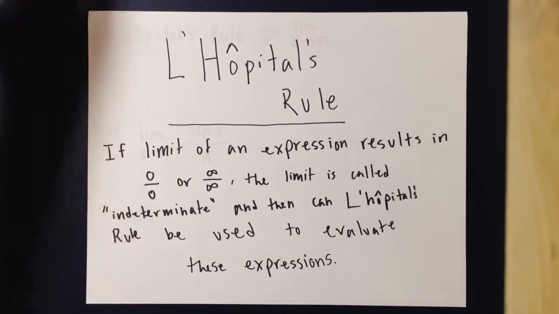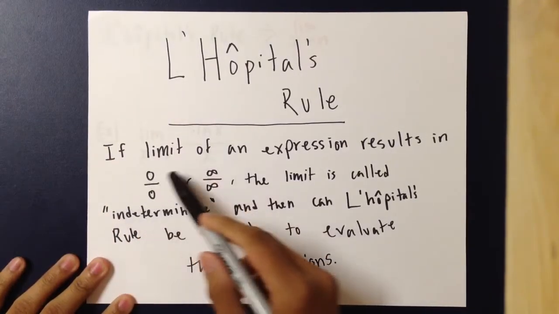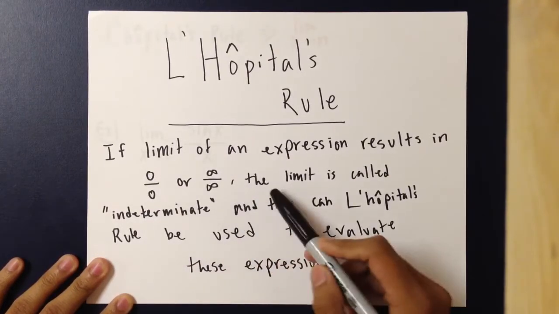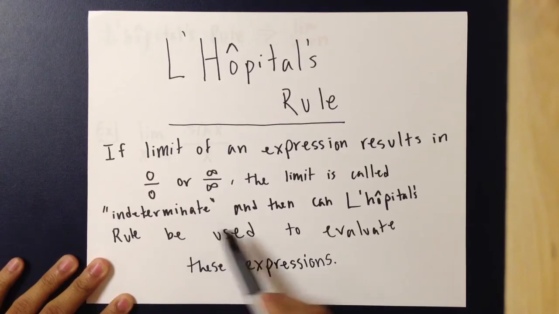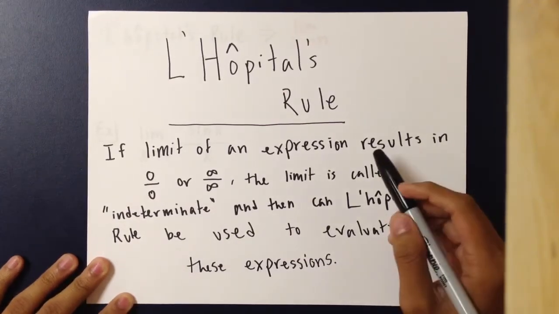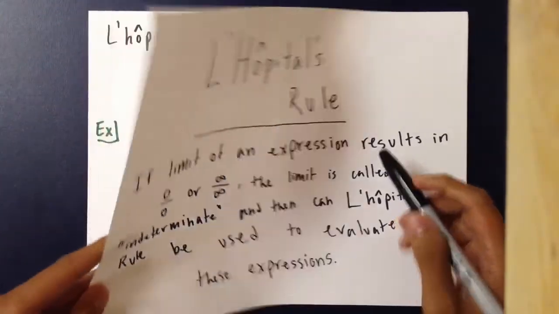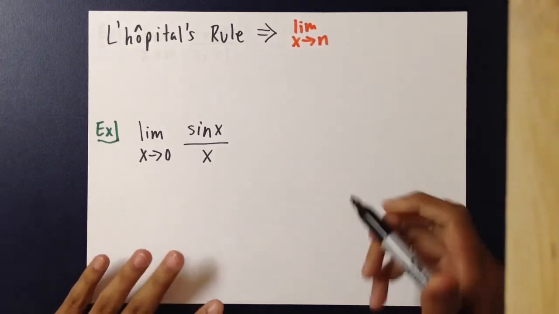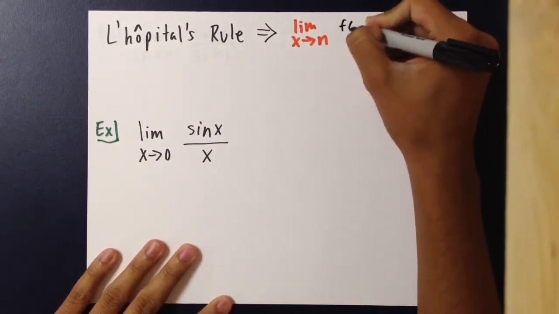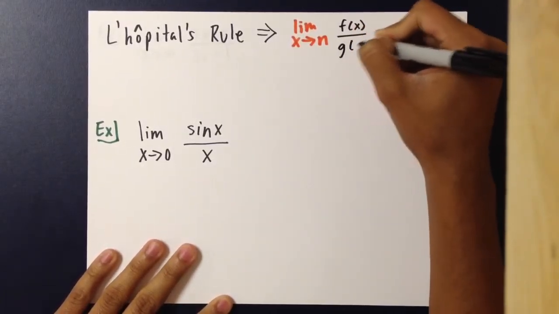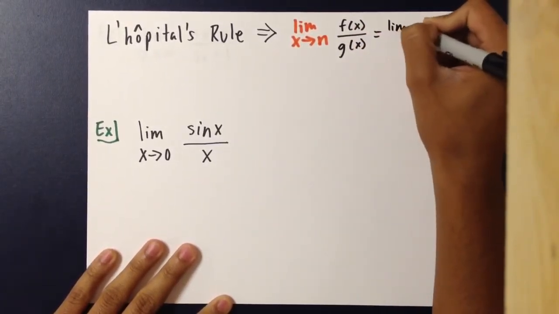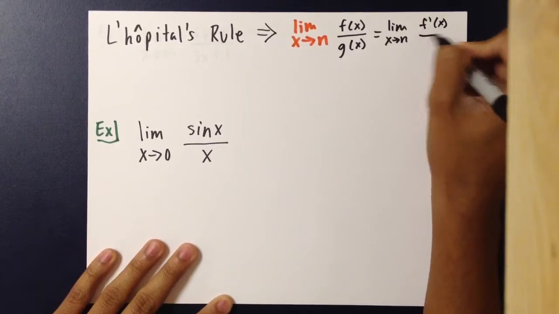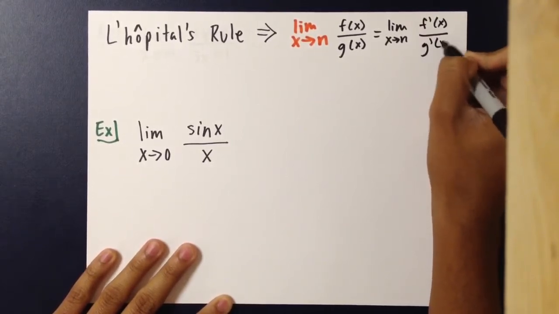Now, L'Hopital's rule states that if the limit of an expression results in 0 over 0 or infinity over infinity, the limit is called indeterminate. And then L'Hopital's rule can be used to evaluate these limits and expressions. What L'Hopital's rule really says is that the limit as x approaches any number of f of x over g of x is equal to the limit as x approaches any number of the derivative of f of x over the derivative of g of x.